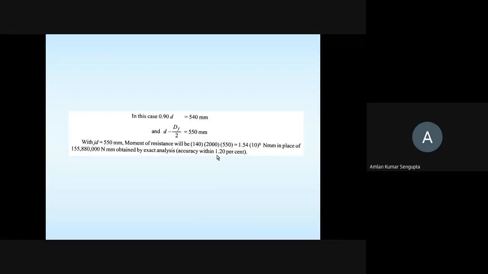See, it is nice to know approximate methods, because in design offices you can do very quick calculations based on these approximate methods. You have to just stay familiar, and by using engineering judgment, you can use the approximate methods.